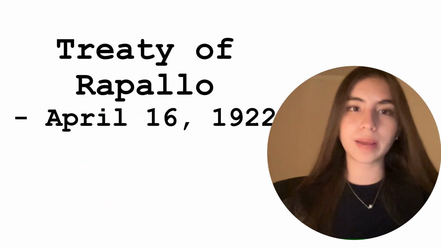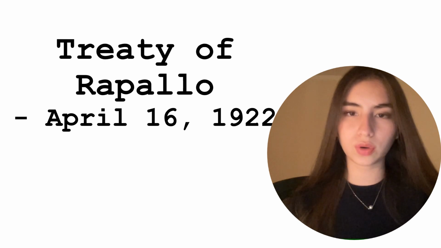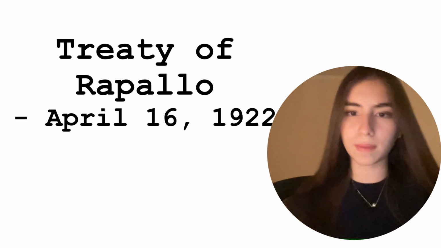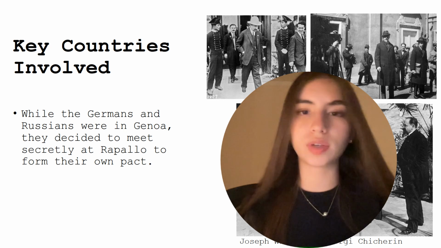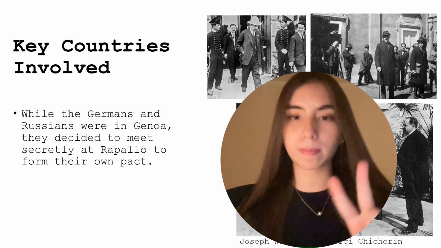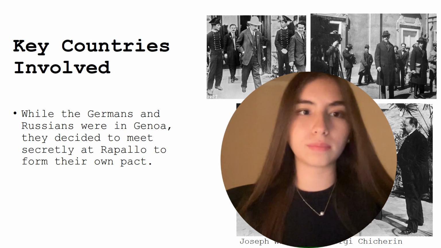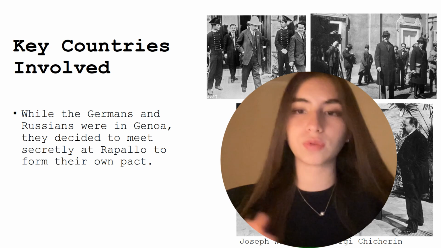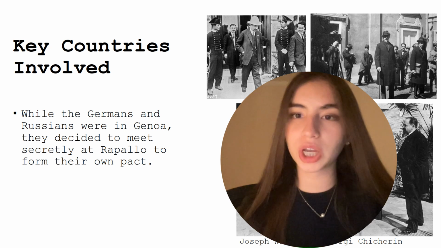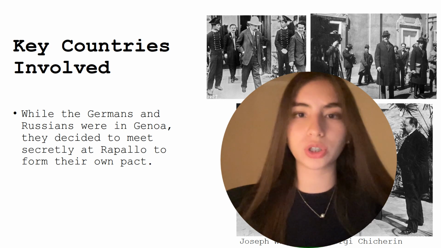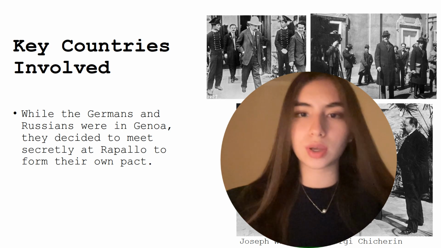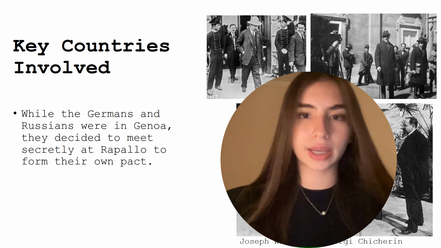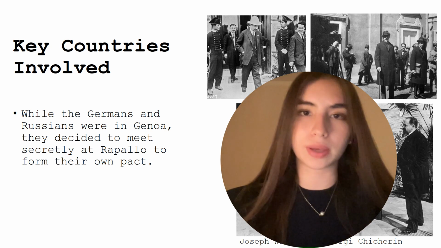It was signed on April 16th of 1922 in Rapallo, which is very, very close to Genoa. And the key countries involved were, well, obviously Germany and Russia. It was just a bilateral treaty. They decided to meet secretly at Rapallo to form their own pact. And it was negotiated by German Foreign Minister Walter Rathenau and Russian Foreign Minister Georgy Chicherin. So they were both in Rapallo, the delegations, and they just decided to meet up secretly.